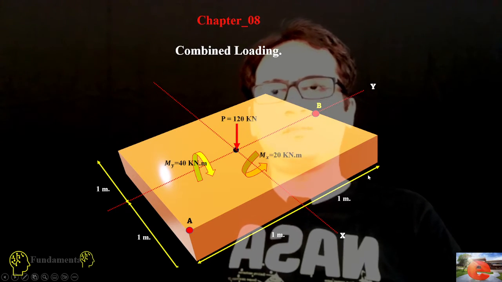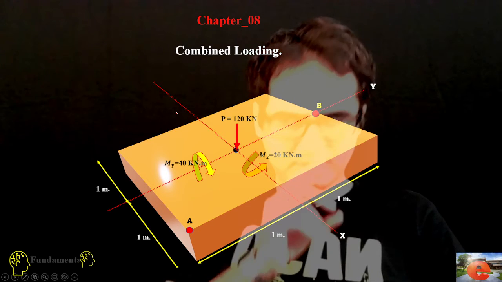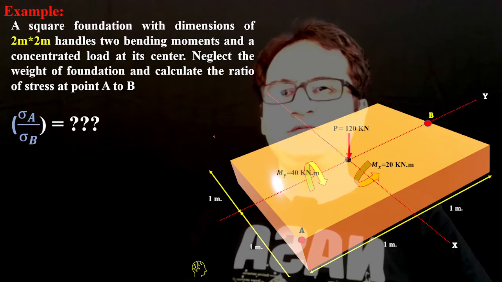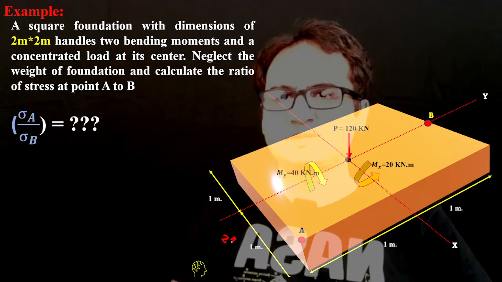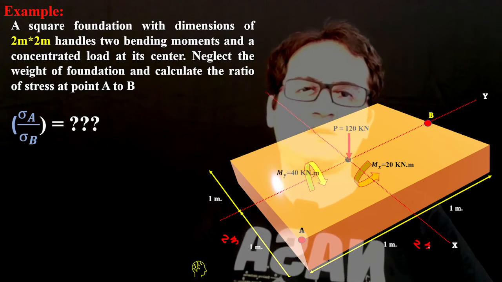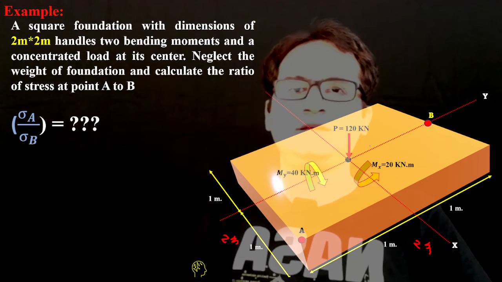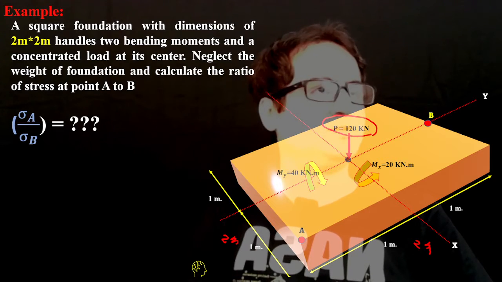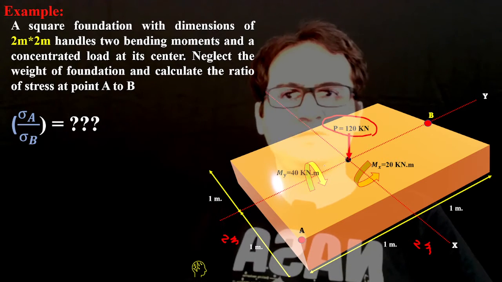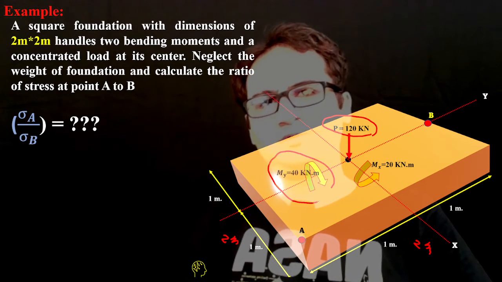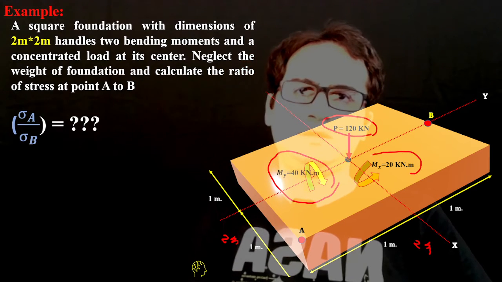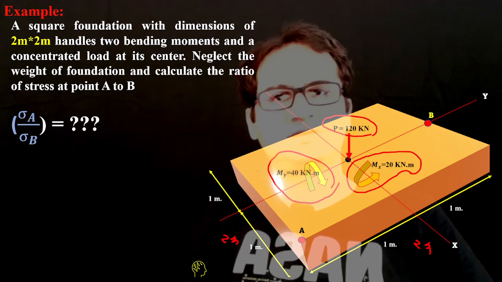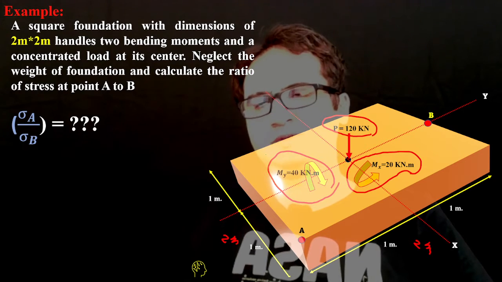Chapter 8, Combined Loading. Let's solve another example in foundation. In this problem, we have a 2 meters by 2 meters square foundation, which is handling a concentrated load of 120 kilonewton at its center of gravity and also two bending moments: Mx equal to 20 kilonewton meters and My equal to 40 kilonewton meters.